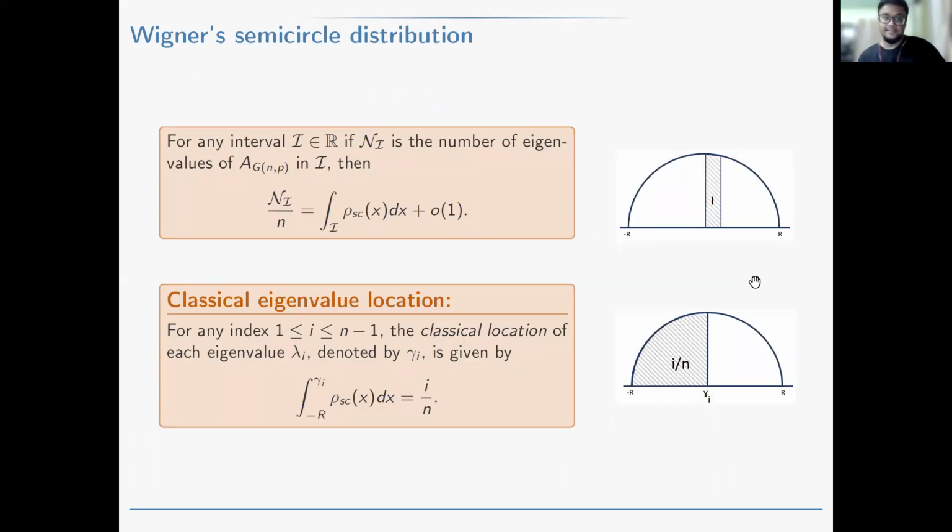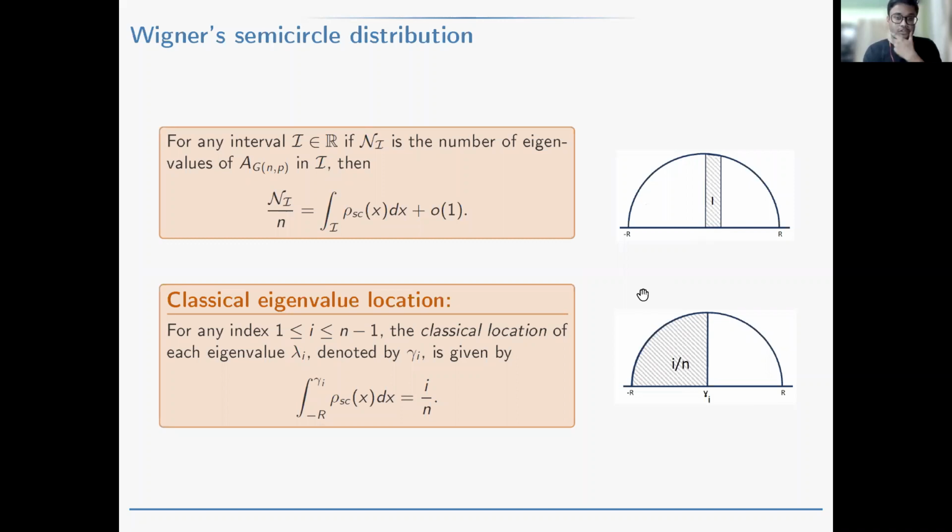What else does the semicircle law tell us? For any interval I, if you want to find the fraction of the eigenvalues of A_G(n,p) in that interval, it's just given by the area of the semicircle over that interval, plus some error that goes down with n. The other thing the semicircle law tells us is the classical eigenvalue location. This has nothing to do with classical physics versus quantum physics. It's just a definition.